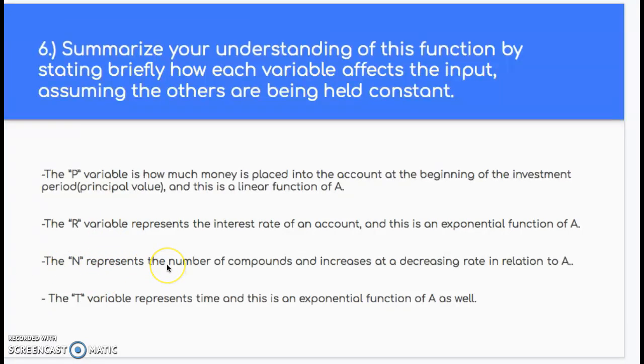N represents the number of compounds, and this increases at a decreasing rate in relation to A. And then the t variable, which we just did, is also an exponential function of A. However, like I stated, it is not as steep as R.